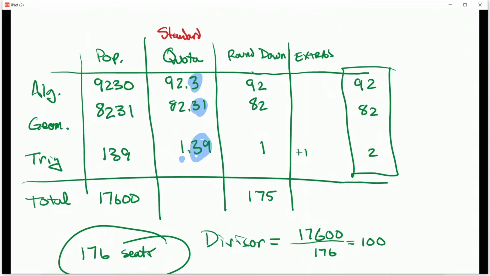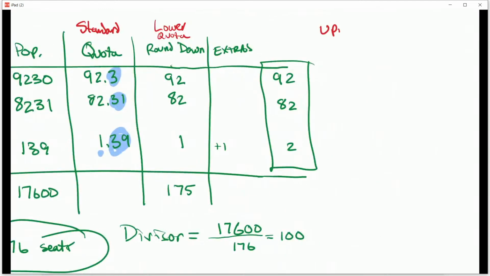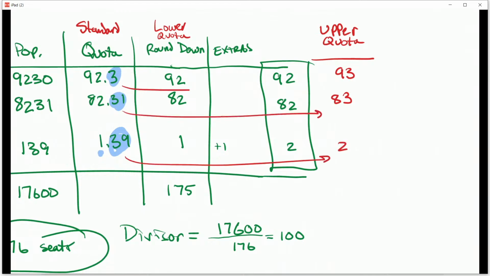The standard quota, you round it down to get the lower quota, and you round it up to get the upper quota. I'll explain what's special about these numbers in just a minute. So this would be 93, 83, and 2. Notice that I've just taken those and rounded them up to get the upper quotas and down to get the lower quotas. So it would make sense.